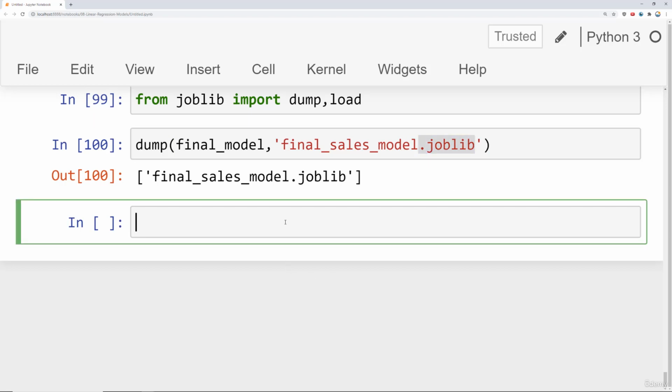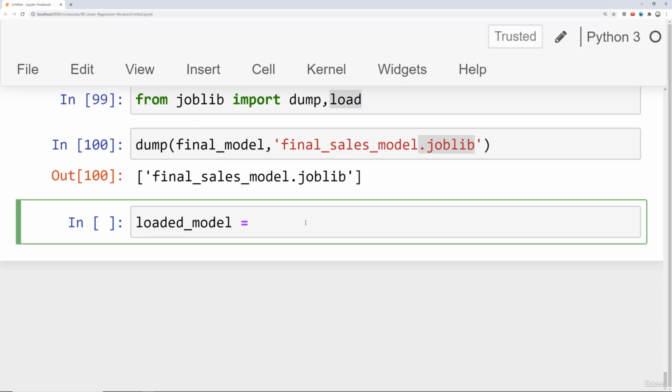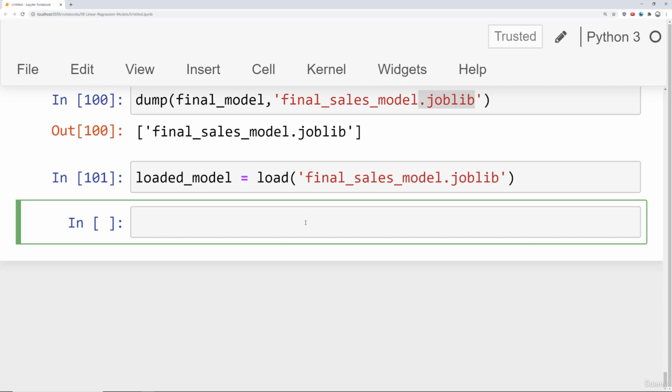They should then be able to load it up by creating a variable of their own, saying loaded model, and then they would, from their end, say from joblib import load, and then they would simply load up that file. So I'm going to load back up final sales model joblib. I run that, and now this loaded model is my trained regression model.